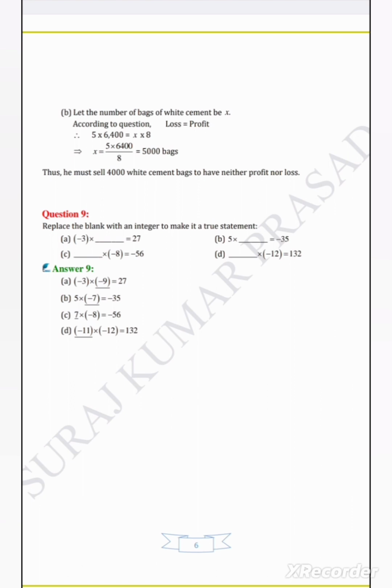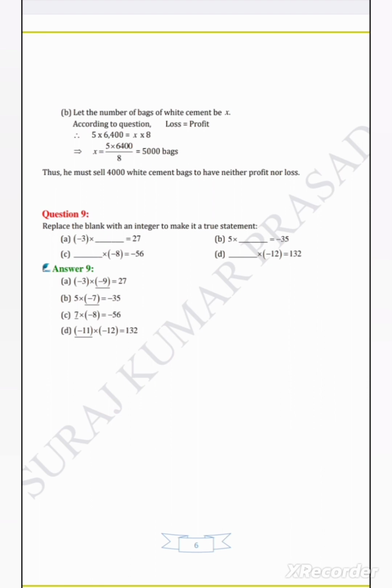A. Minus 3 into blank is equal to 27. As we know, 3 nines are 27. Minus 3 is given, so we must get a positive integer as the answer. As we know, if we multiply both negative integers, we get a positive integer as the answer, and minus 3 into minus 9 gives 27 as the answer.